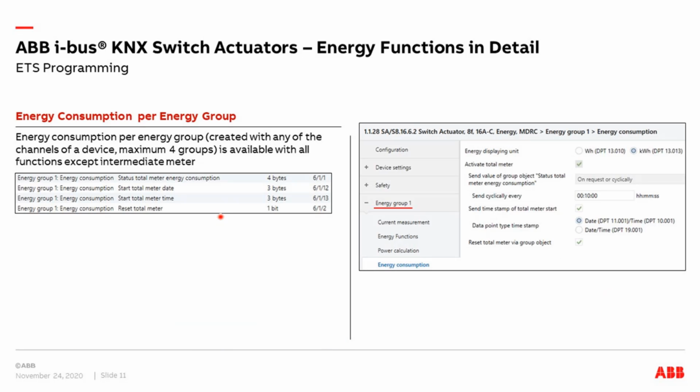We have it per channel, yes, but we have the energy consumption also per so-called energy group. Maybe you remember, we can create out of the channels of each device a so-called energy group. We say, okay, channel A, B, D, and E shall be one group, and I would like to know from this group, for example, also the energy consumption. Also possible, you see the same group objects, the start time and date, and also reset is possible. What you do not have is an intermediate meter for this energy group energy consumption. But the rest is in principle the same.